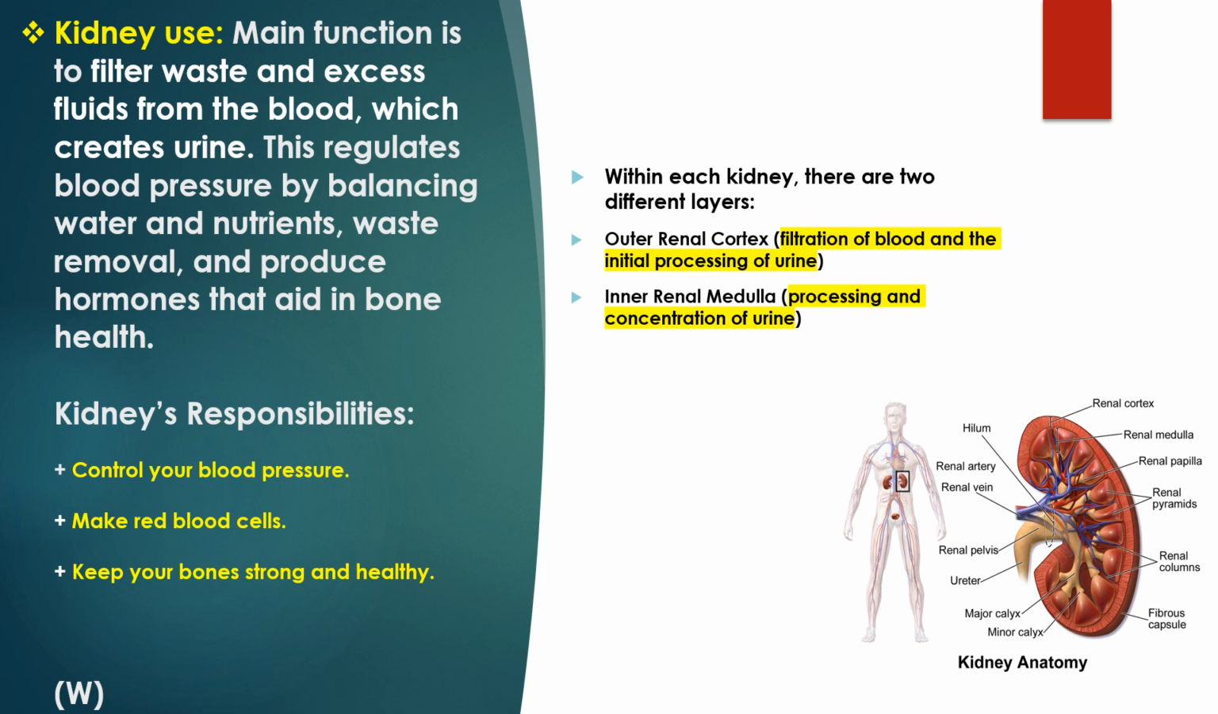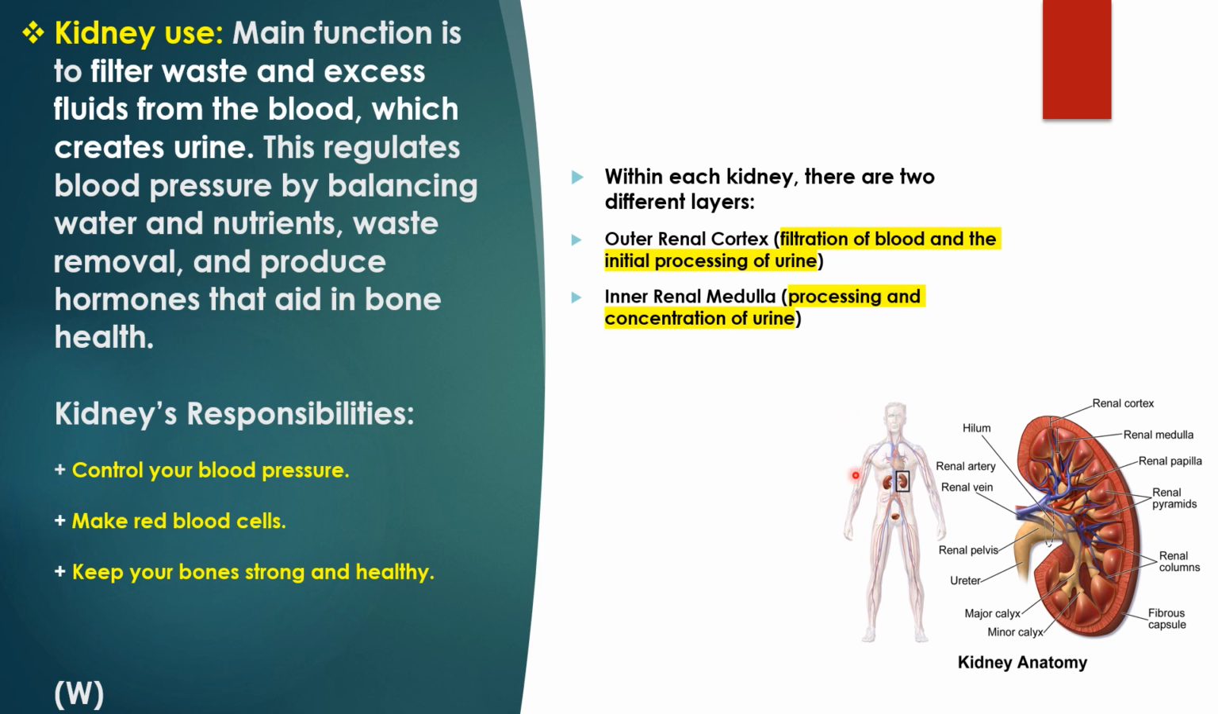Within the urinary system, the kidney's function is to filter out waste and excess fluids from the blood, which creates urine. The main responsibilities are to control blood pressure, which is an act of homeostasis, make red blood cells, and keep bones strong and healthy. I'll get a little more in depth on that in a second.